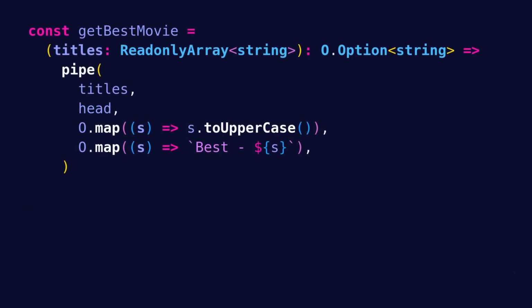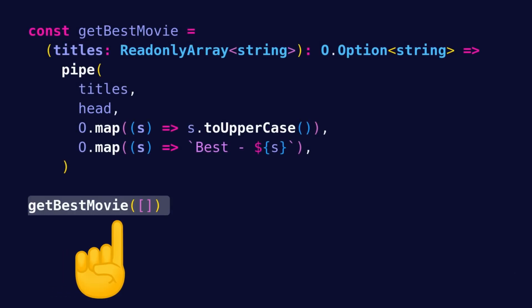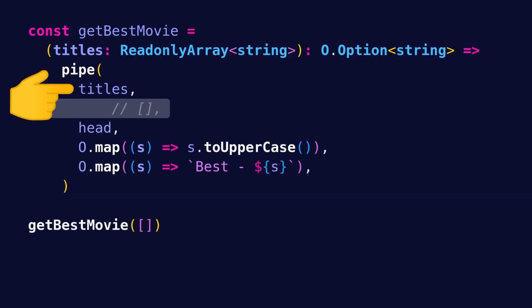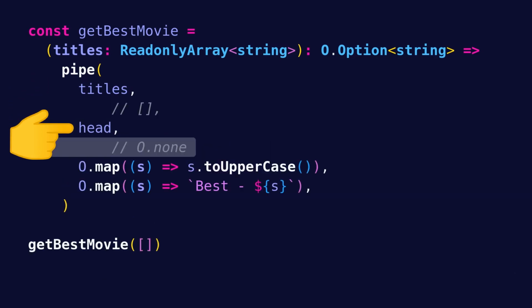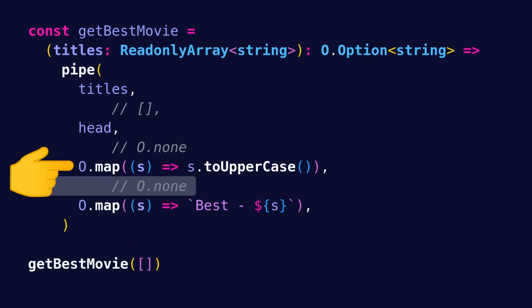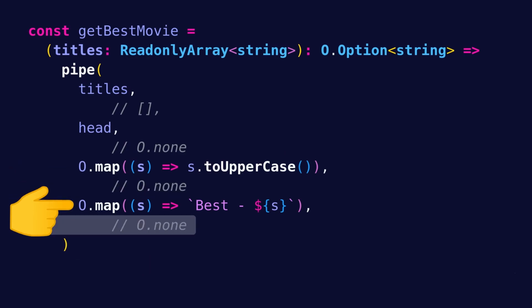Let's also see what happens when we call getBestMovie with an empty array. So we pipe the titles array into head and get back none. Then when we attempt to map that none to uppercase, we get back none since there's nothing to map. The same happens when we try to map that none by adding a prefix. So the final output is none.